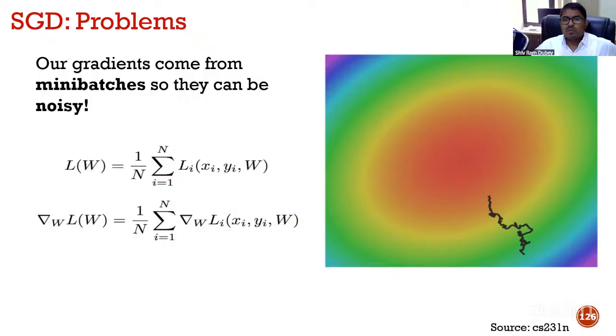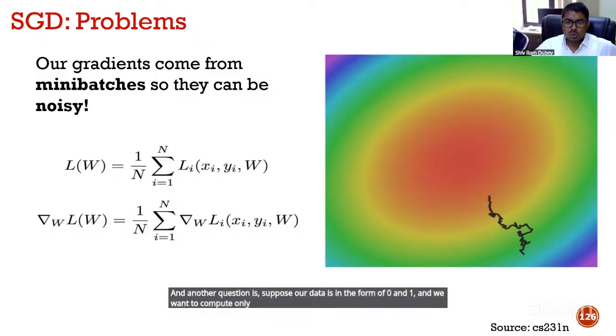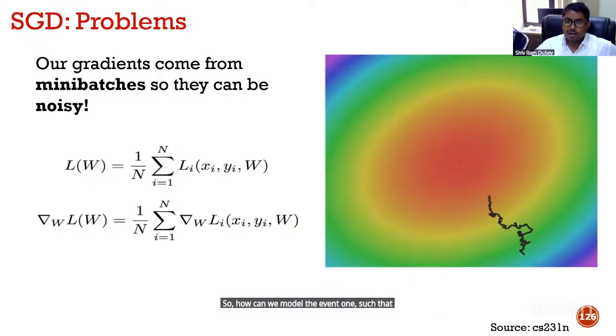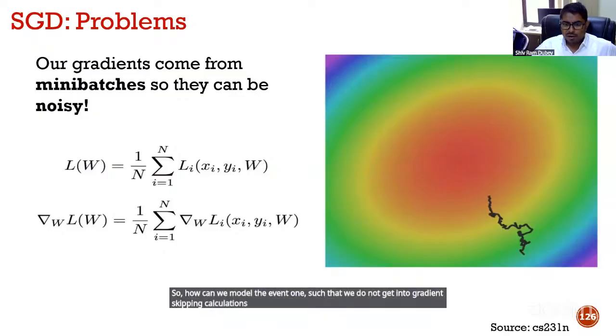Another question is, suppose our data is in the form of 0 and 1, and we want to compute only where there is 1. How can we model the event 1 such that we do not get into gradient skipping calculations while backpropagating? Your question is not clear. Can you elaborate your question?